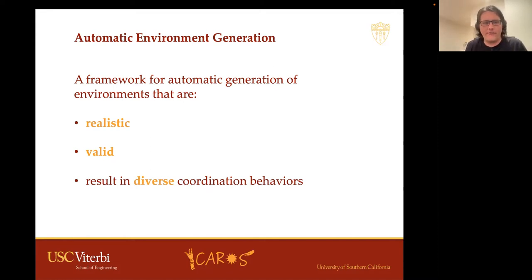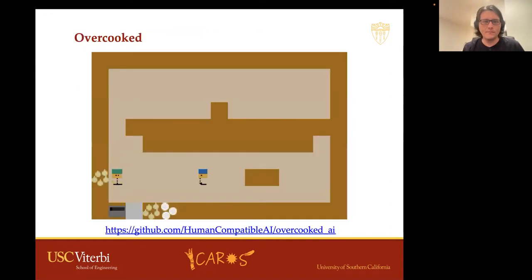We also want environments to be valid. So it should be possible to solve the task for a human robot team. It shouldn't just be that we want arbitrary environments, like if they're impossible. And lastly, we want to make sure that we get diverse coordination behaviors because we want to test the ins and outs of these autonomous agents. And it's very important that they exhibit diverse behavior.